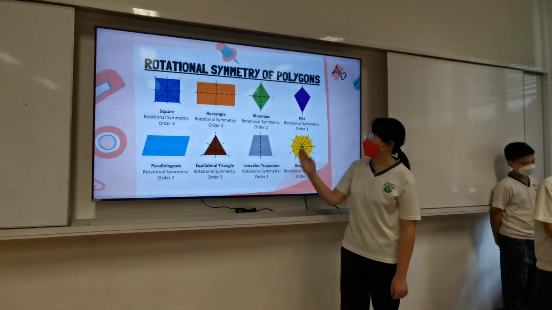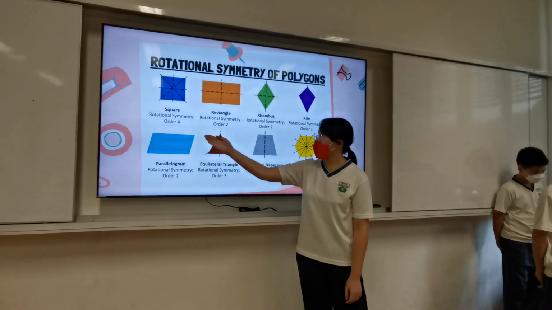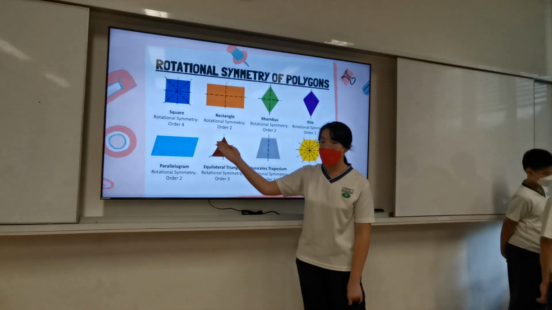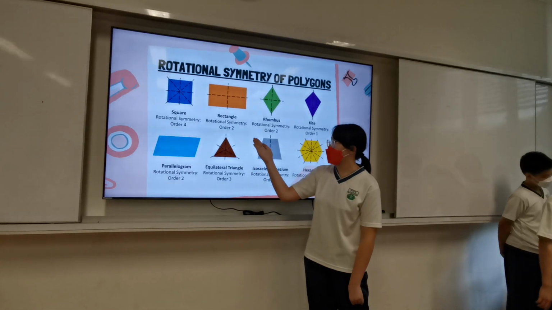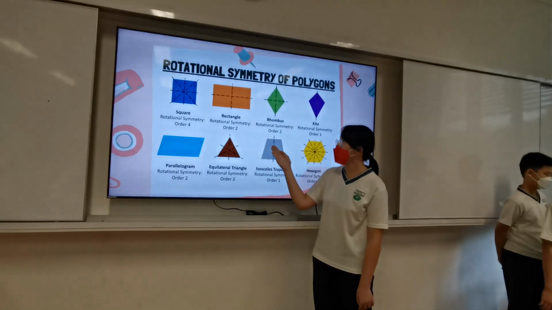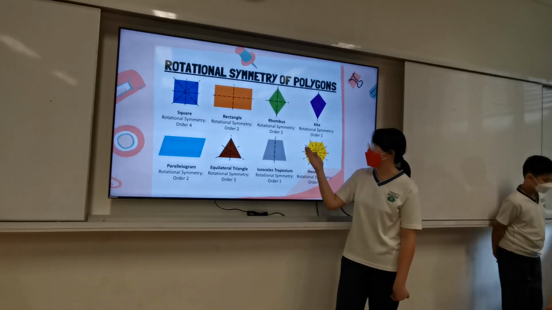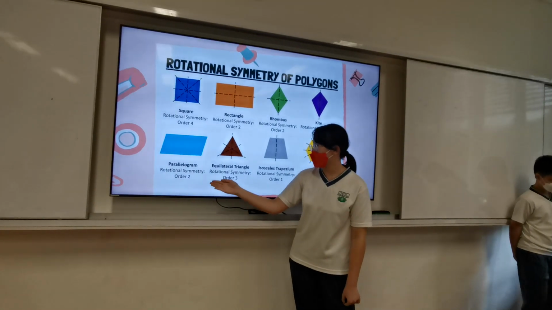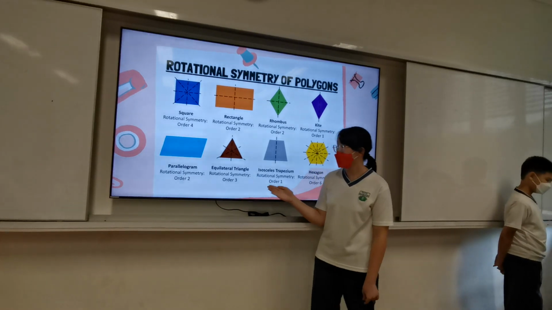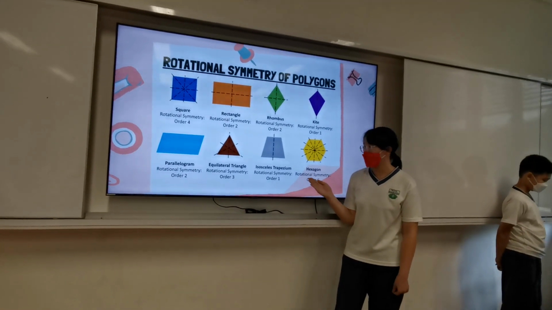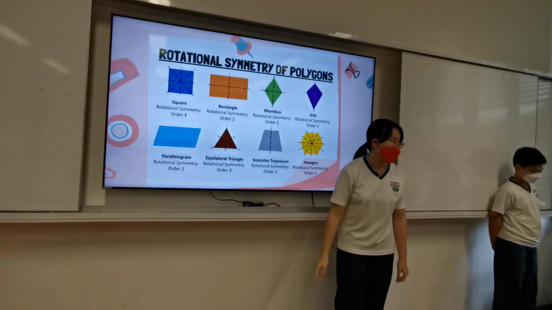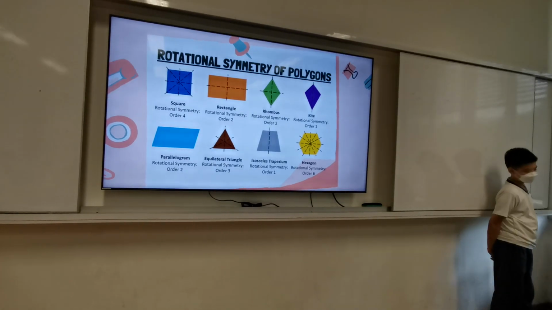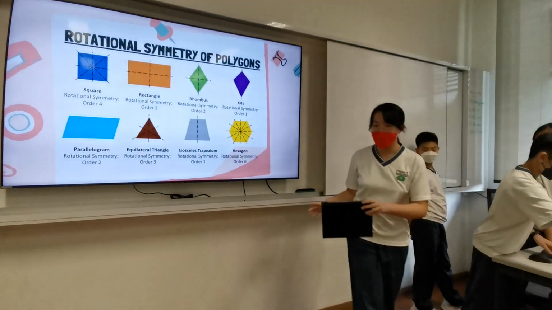Rotational symmetry of polygons. A square has rotational symmetry of order 4, while a rectangle has an order of 2, a rhombus an order of 2 as well, a kite order of 1, a parallelogram order of 2, an equilateral triangle 3, an isosceles trapezium 1, and a hexagon 6. So I have a plot right here.